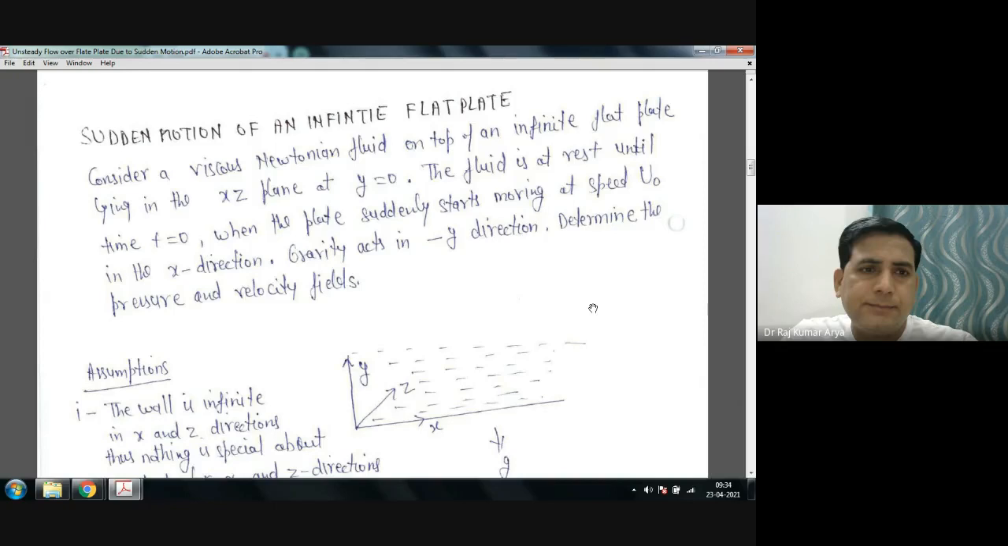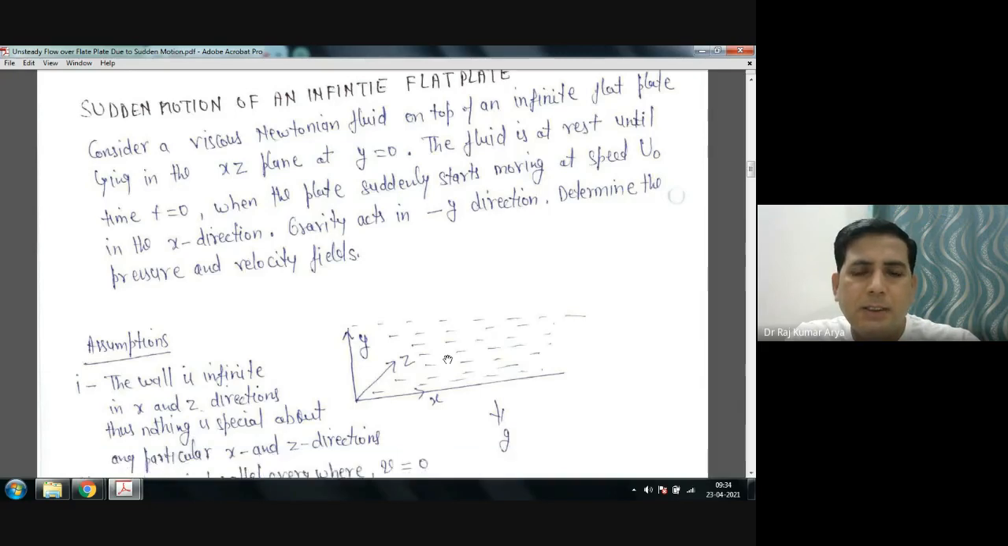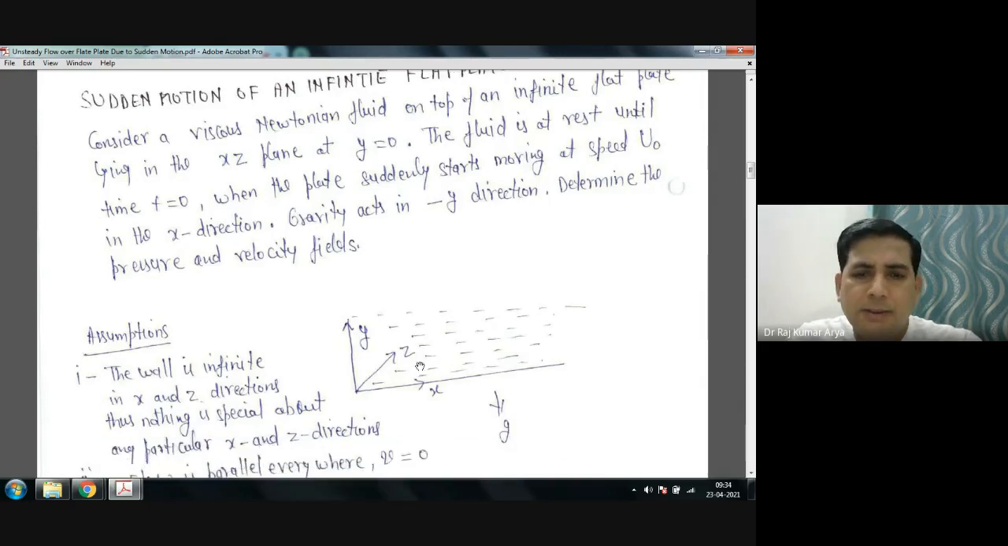So in the last class, we were talking about unsteady state flow over a flat plate. So what you have here is something like this. You have a flat plate here, and on top of that there is fluid of, you can say, infinite thickness. But this needs to be solved for a finite thickness actually, so we are considering that the thickness of fluid is extra, means very large.